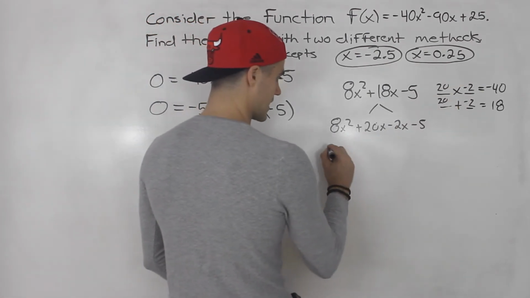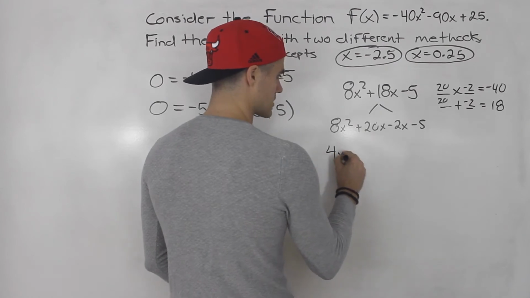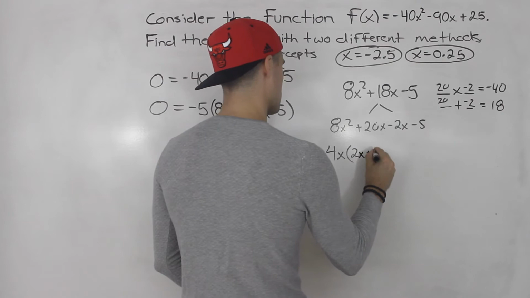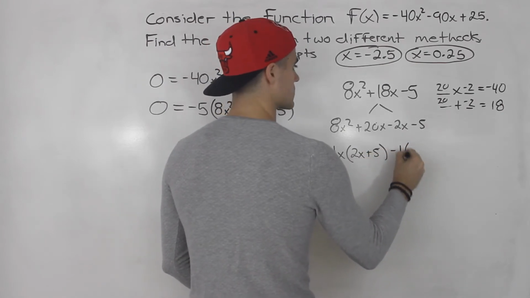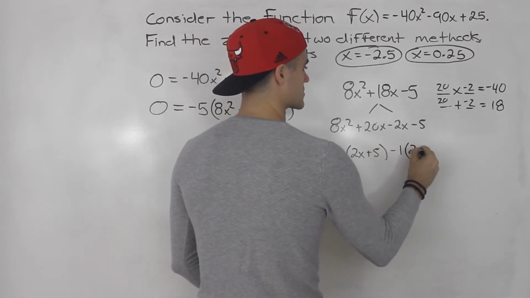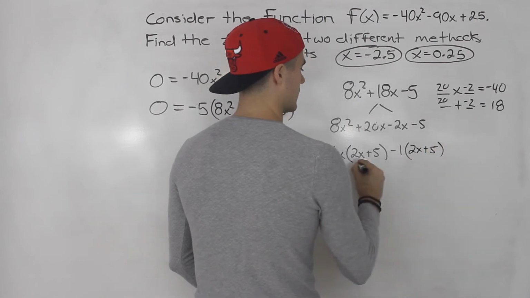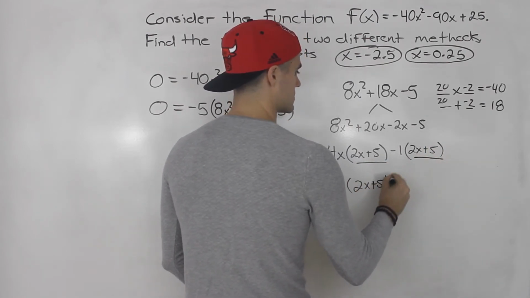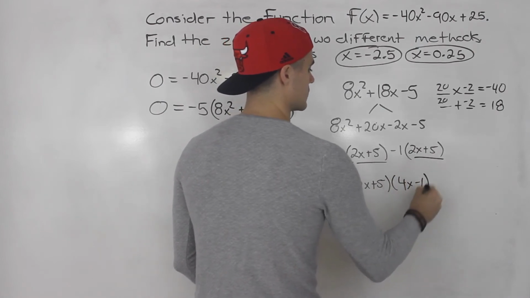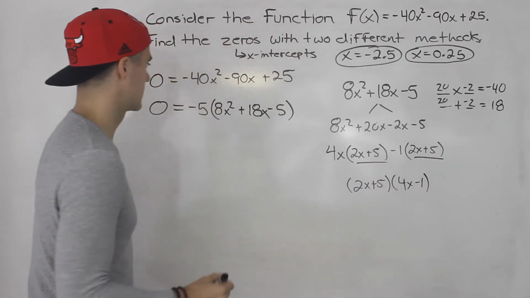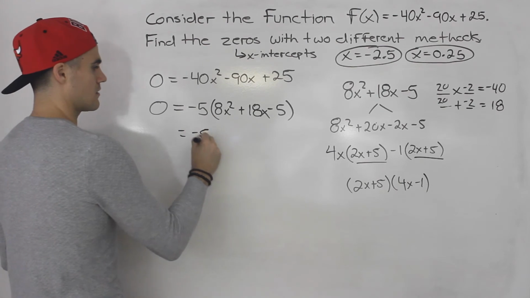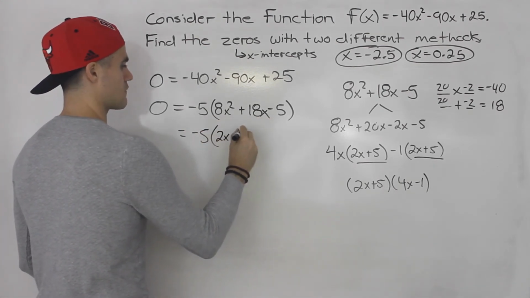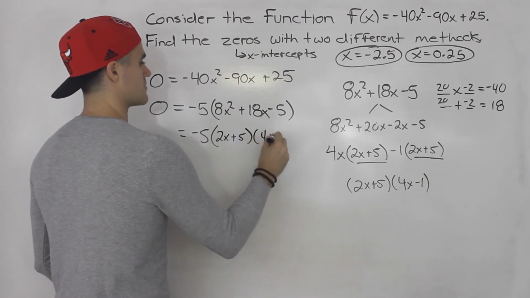From these two, we could take out a 4x, so we'd be left with 2x plus 5. And from these two, we could take out a minus 1. So this would be 2x plus 5 as well. Then we could take out a 2x plus 5, so this would be 4x minus 1, like that. Okay, so from here, we took this and factored it to 2x plus 5, 4x minus 1.